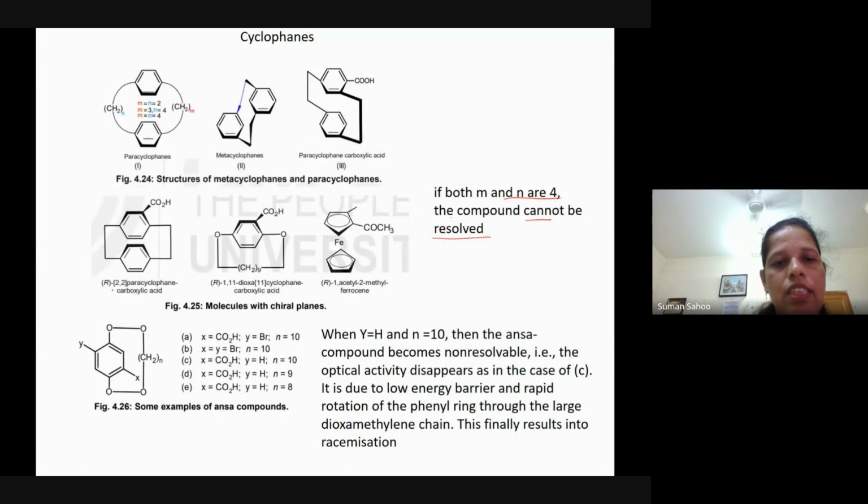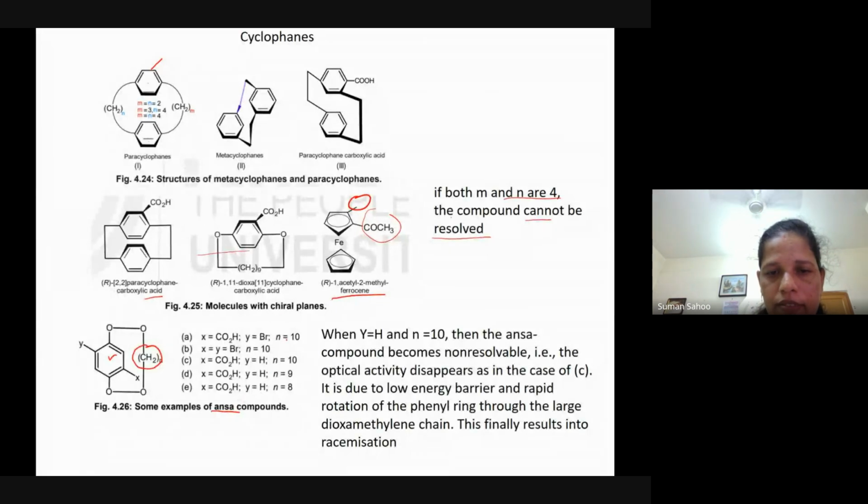You can see here, [2.2]paracyclophane carboxylic acid; these are resolved. But here you should have a substituent. Even ferrocene is also chiral when you have a substituent there. These are known as molecules with a chiral plane; that plane is chiral, we can say. And again, there are some ansa compounds. In ansa compounds, as we have here two phenyl rings, that is also a cyclophane, but here we have only one phenyl ring and a carbon chain, (CH2)n.